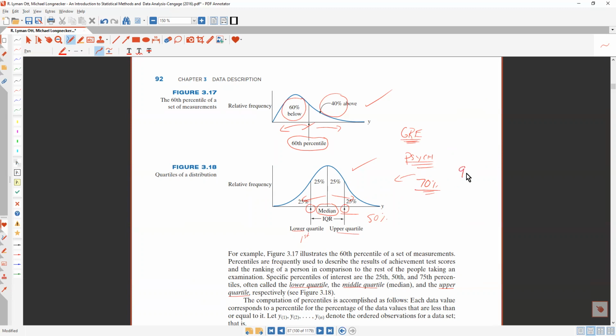Right? If you have a 99th percentile, wow, you're scoring better than 99% of people on that day. If you have the 20th percentile, well, then you're not doing very well, because you're only scoring higher than 20% of people who took the test on that day. So that's what percentiles are about.